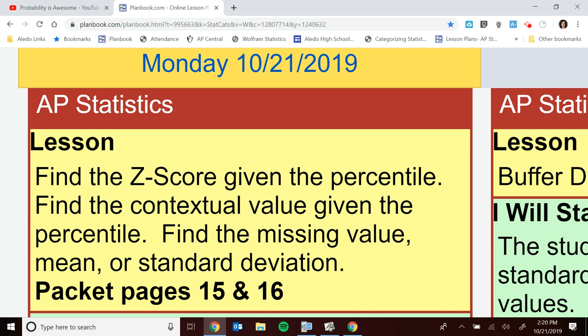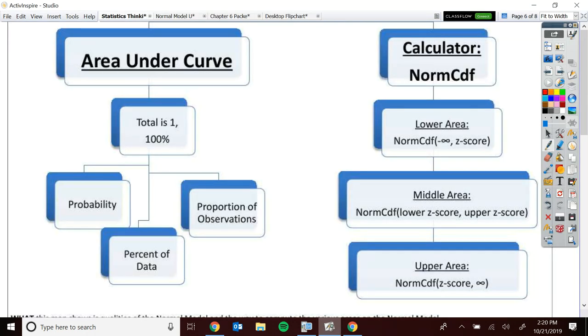All right. Okay. So today, I want to start with where we left off on Friday, so that what we're doing today makes sense. We had this thinking map, which talked about the probability of something, the proportion of observations, finding that percent of data. We were measuring how much data you had under the curve at a certain point. Then we learned that whenever we're doing any of that, we're using our norm CDF on our calculator.